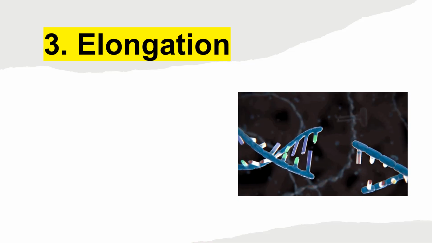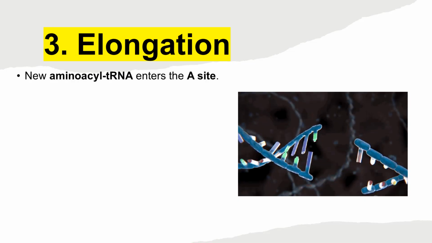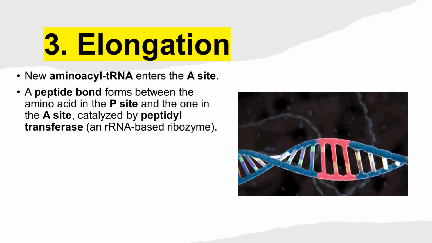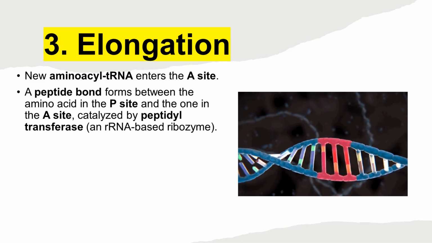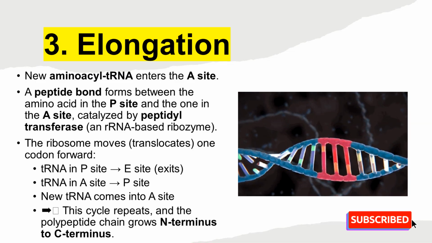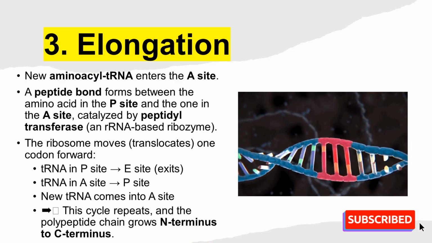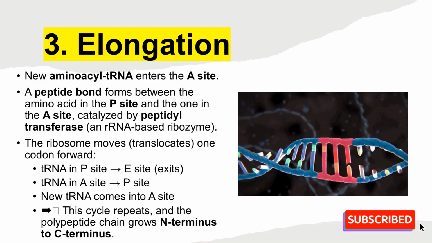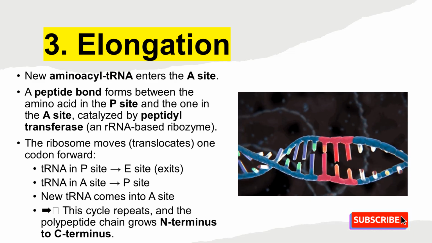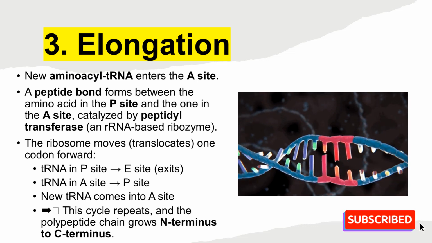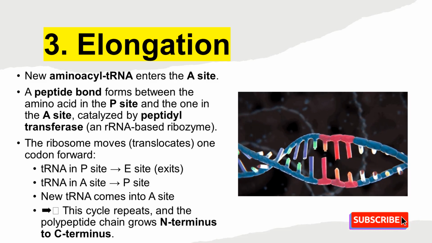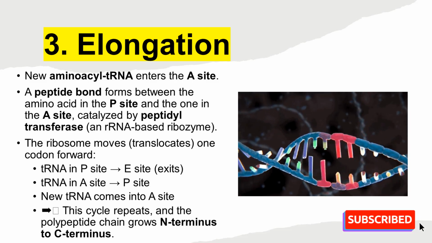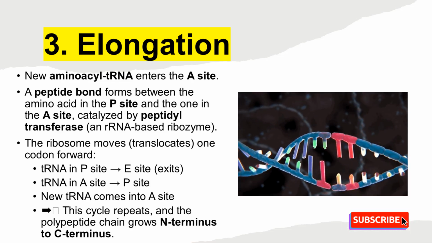3. Elongation. New aminoacyl tRNA enters the A site. A peptide bond forms between the amino acid in the P site and the one in the A site, catalyzed by peptidyl transferase, an rRNA-based ribozyme. The ribosome moves, translocates, 1 codon forward. tRNA in P site moves to E site and exits. tRNA in A site moves to P site. New tRNA comes into A site. This cycle repeats, and the polypeptide chain grows from N-terminus to C-terminus.